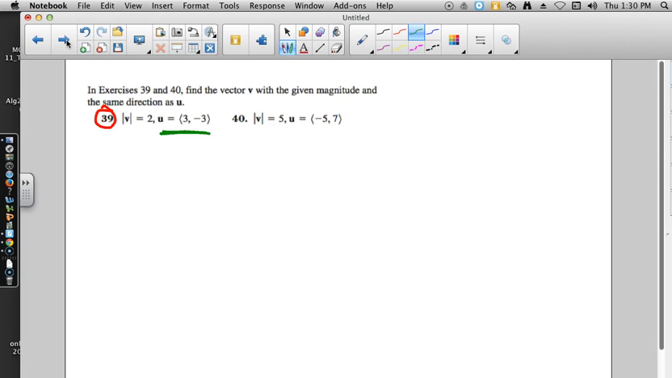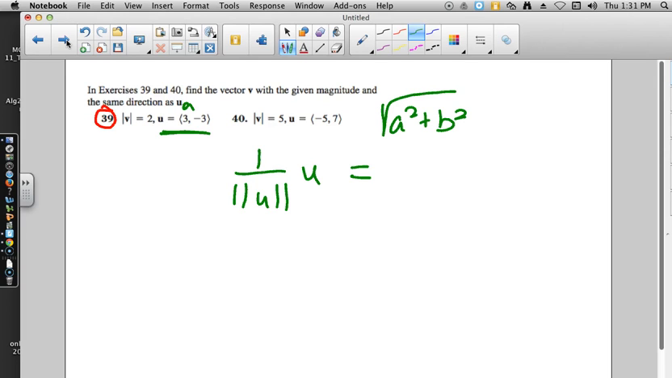So that's the first thing we need to do, and that will be 1 over the magnitude of u times our vector u. In fact, I'll just use u right here. Again, you could write it as u over the magnitude of u, but either way, you're going to end up getting what you need. So that magnitude is going to be using the 3, negative 3 with the distance formula and 0, 0, which basically makes this the square root of a squared plus b squared, and this is a and this is b. So that will give us the square root of 3 squared plus negative 3 squared, which is of course 9 and 9, which is the square root of 18.